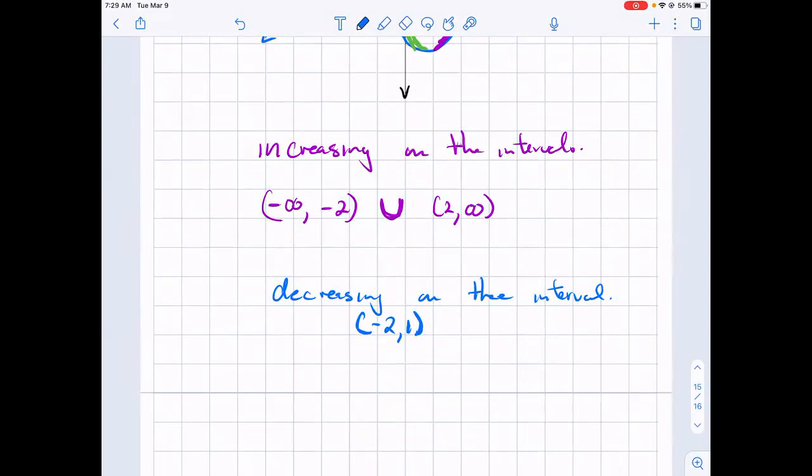So for increasing and decreasing, we're really just looking at the slope, or you can look at where one y value is lower than the other. Okay.